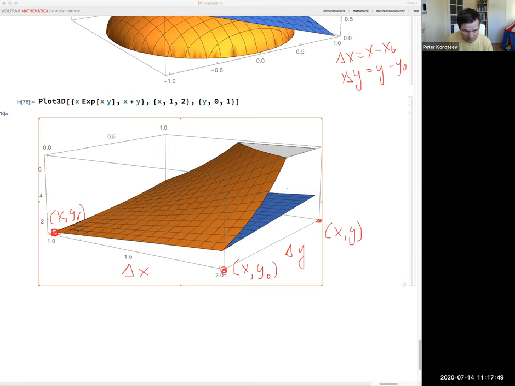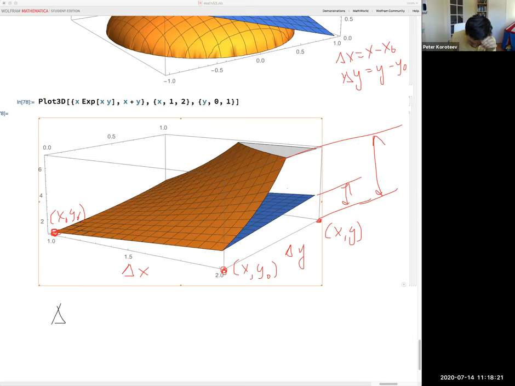What we want to compare is the difference between the change in the function and, if you look at the tangent plane, that gives us the linear approximation. So it's the linear part of the difference, right? So let's try to get the formula.